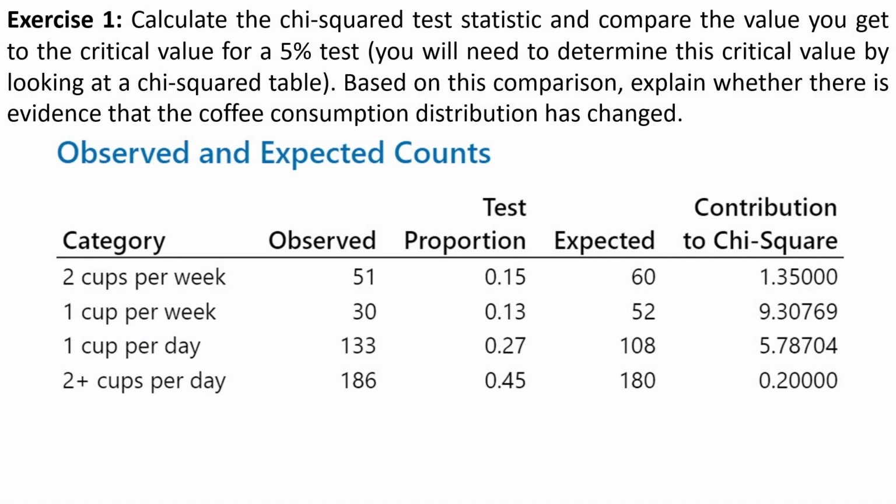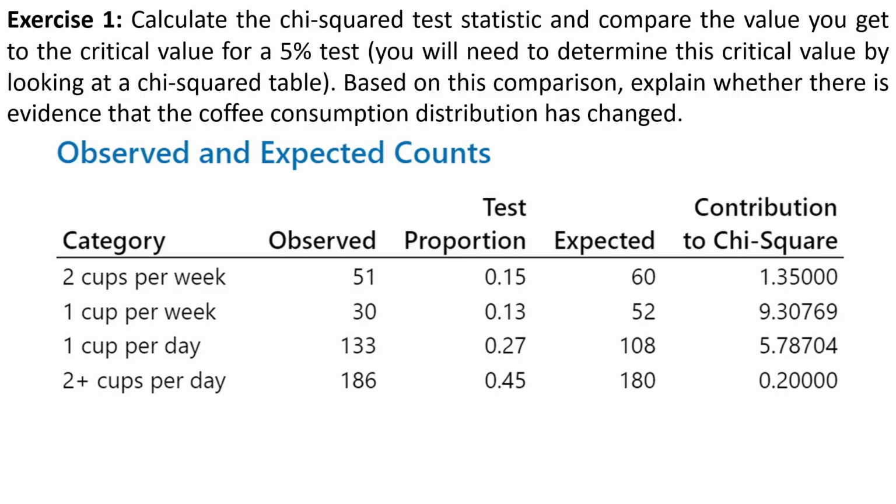Okay, so here's the data. We have one categorical variable with 4 categories in total. We have our observed values. We have what we would expect to see if the null was true based on those test proportions, and we have the contributions to the chi-squared. So the first question here is to calculate the chi-squared statistic and compare the value you get to the critical value for a 5% test.